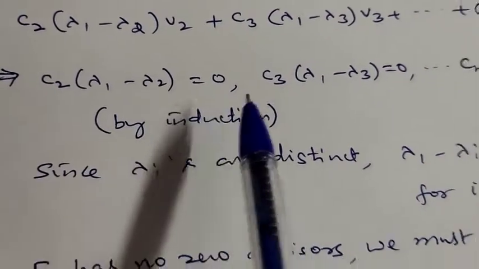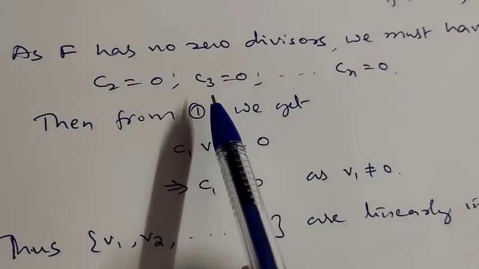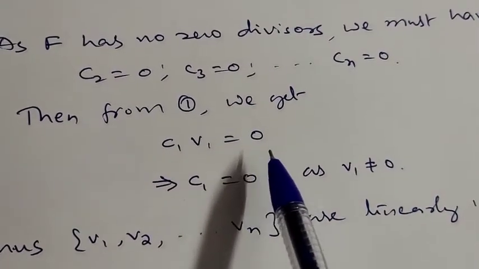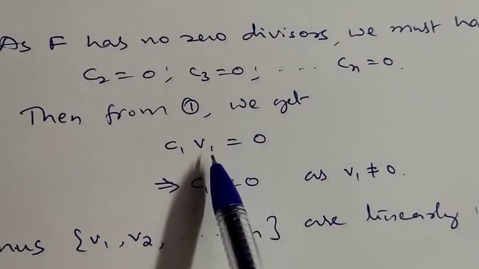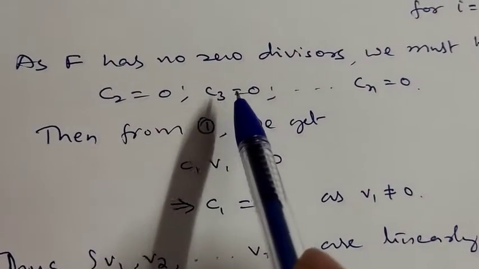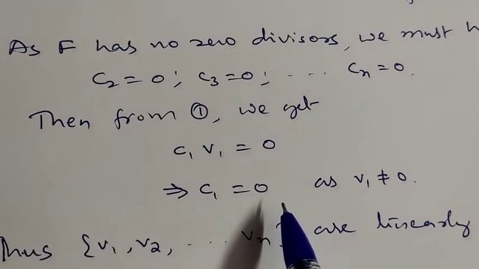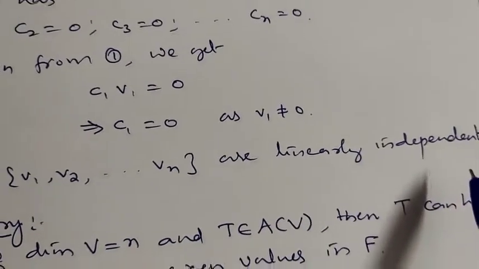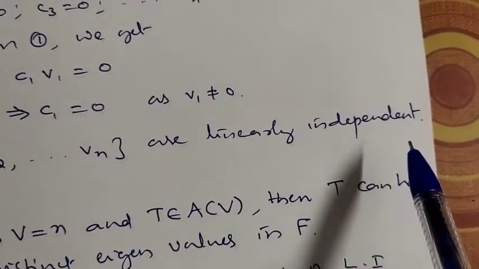Therefore, c2 is 0, c3 is 0, etc., cn is equal to 0. If c2, c3, etc., cn are all zeros, then by the expression 1, what do you get? c1 into v1 is 0. But v1 cannot be 0 because v1 is an eigenvector. So c1 into v1 is equal to 0 means c1 is equal to 0. Now c2 is 0, c3 is 0, etc., cn is 0, and c1 is also 0. Therefore from the expression 1 we can say that v1, v2, etc., vn are linearly independent. Therefore the eigenvectors are linearly independent.